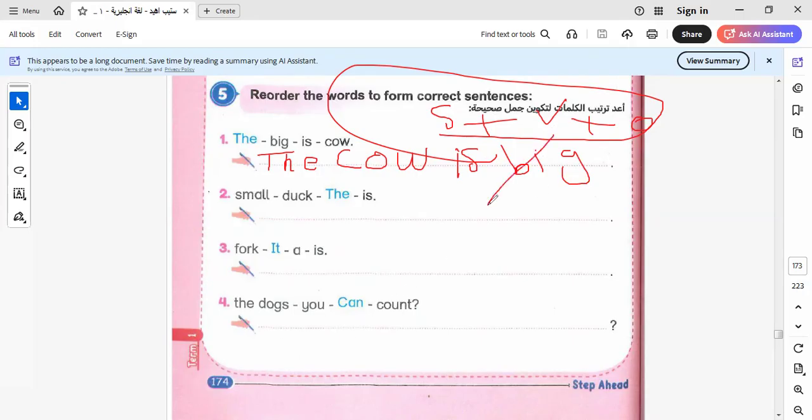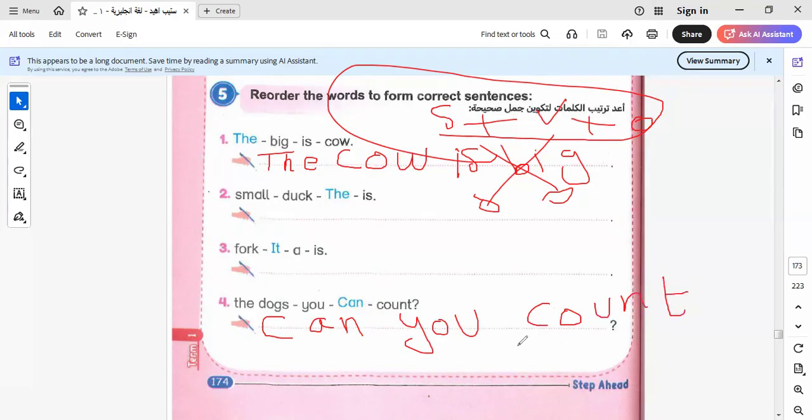When we make a question, what do I replace? I replace the verb in place of the subject. Like this one, to be, can. Here is the subject. Here is the verb. Can you? I replace the verb in place of the subject. It will be here, the verb, then the subject. Can you count the dogs? And I put a question mark at the end of the sentence.